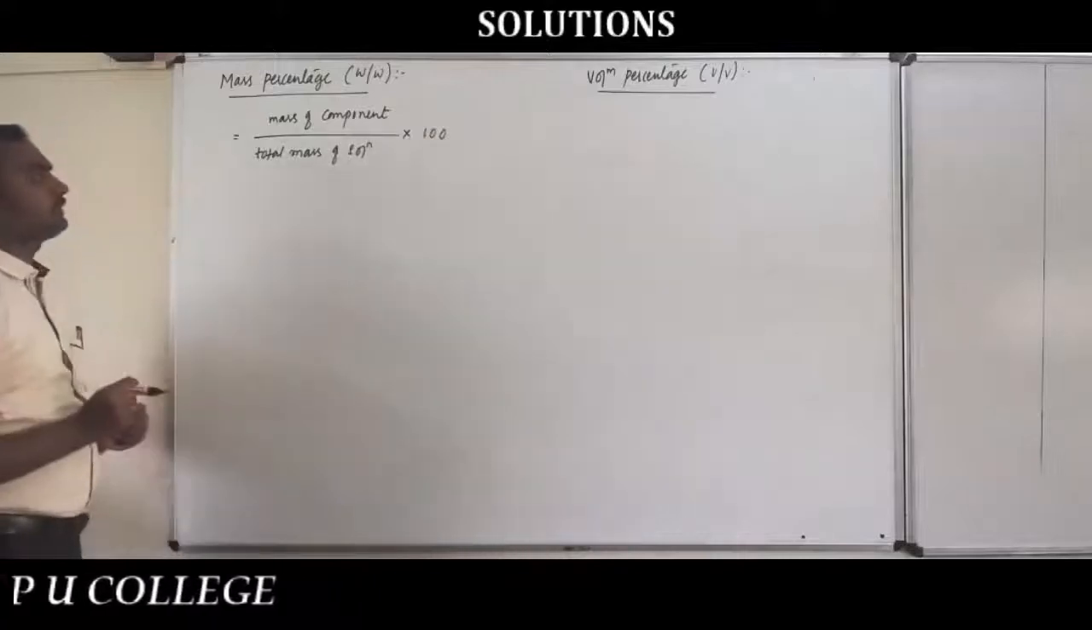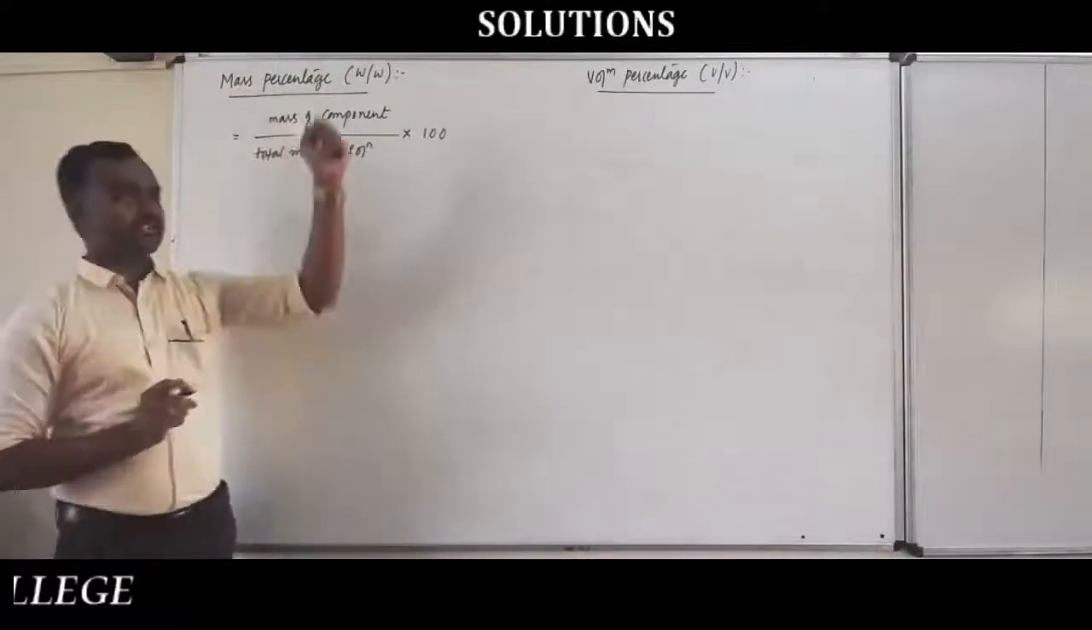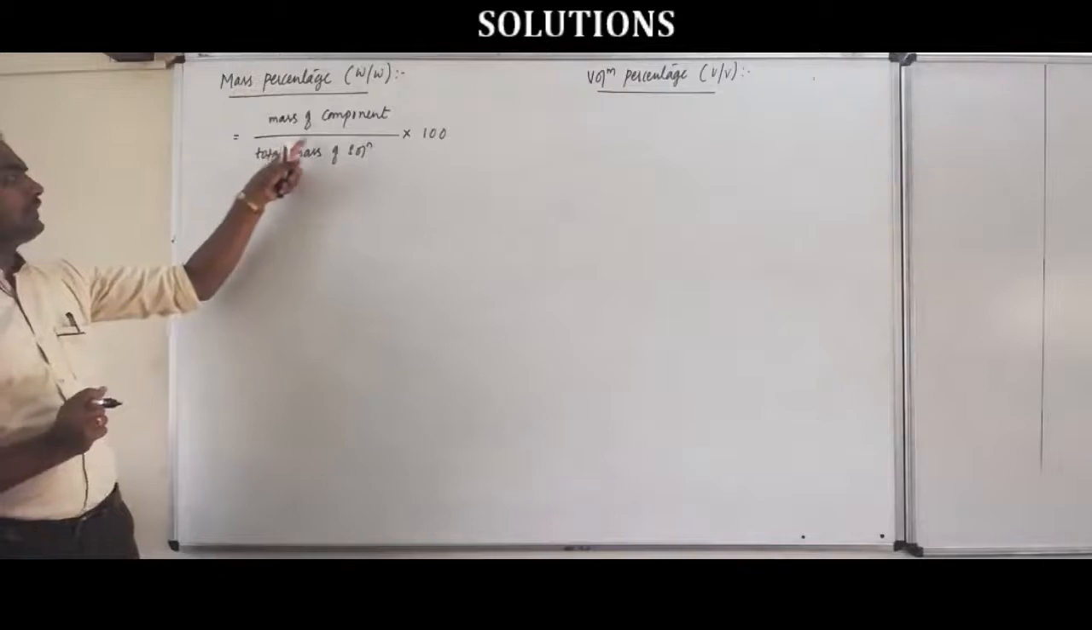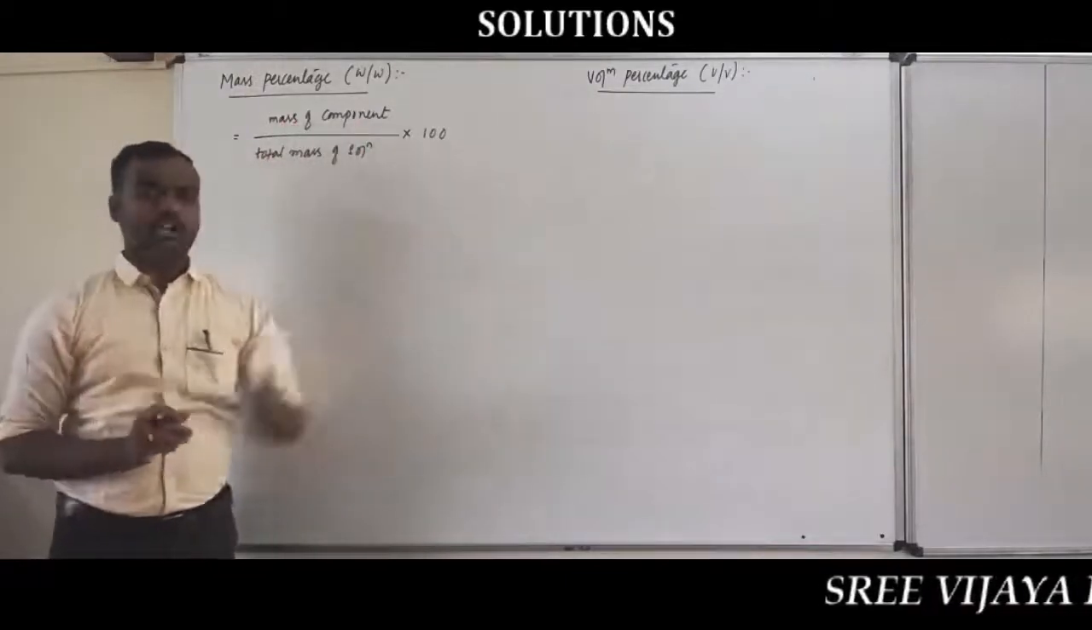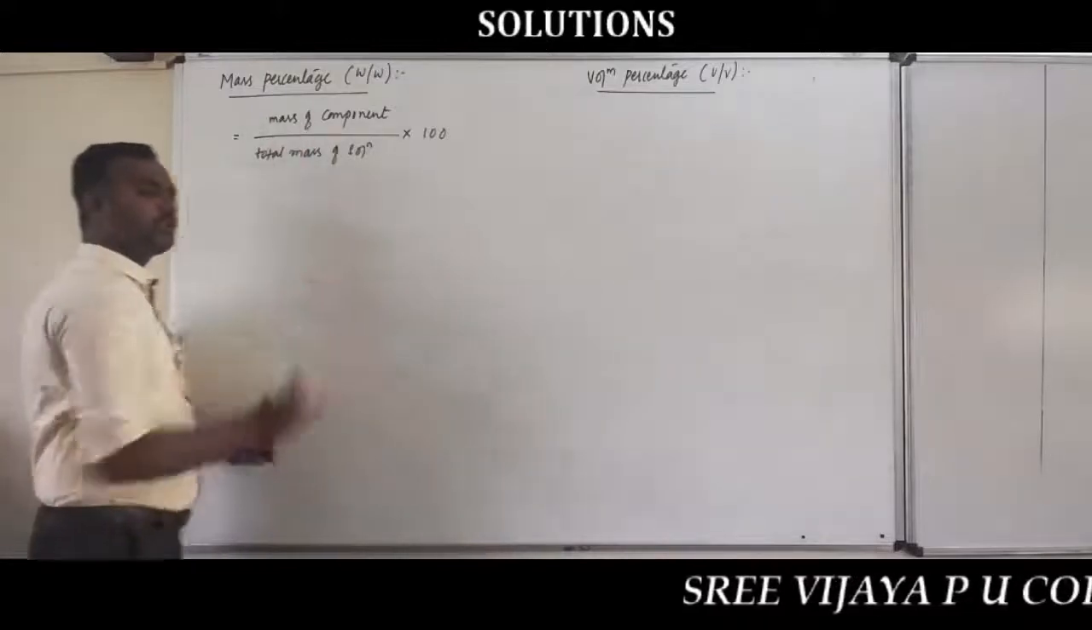So this is the definition of mass percentage. Mass percentage is equal to the ratio of mass of the component divided by total mass of solution into 100. ನೀವು ಡೆಫಿನಿಷನ್ ಕೇಳಿದಾಗ ನೆಕ್ಸ್ಟ್ ಬರ್ಕೊಂಡು ಸಹ ಮಾಸ್ ಕೊಡ್ತಾರೆ.